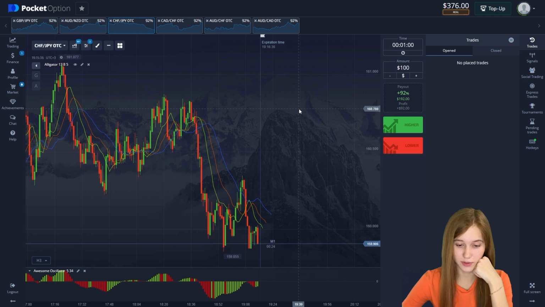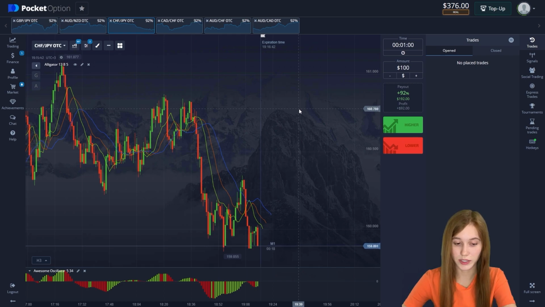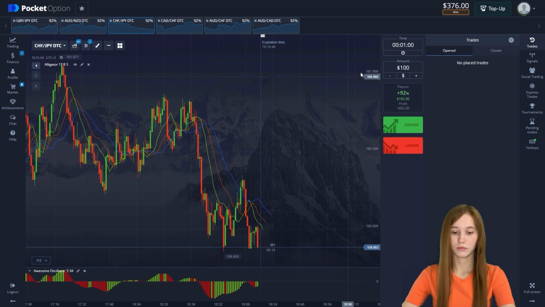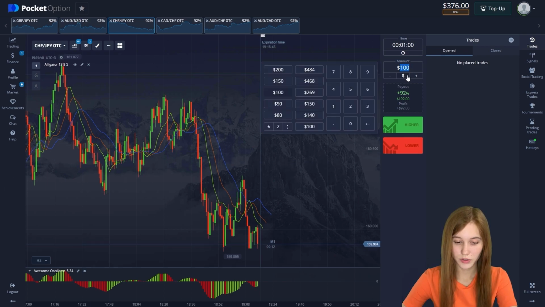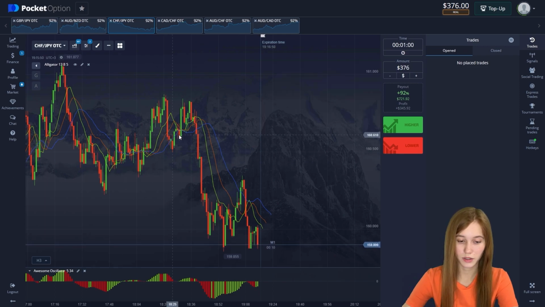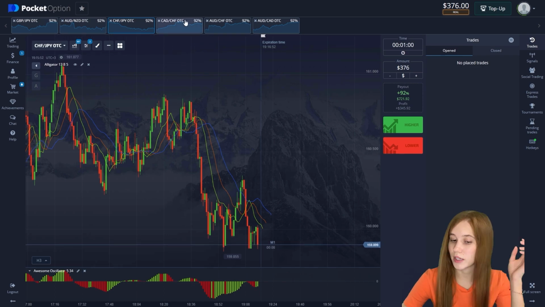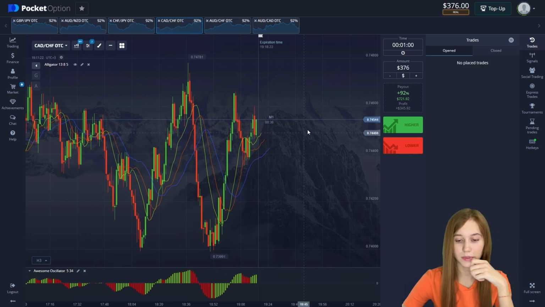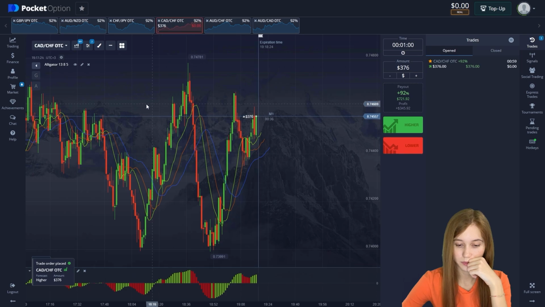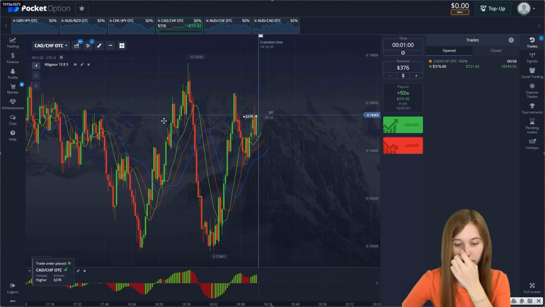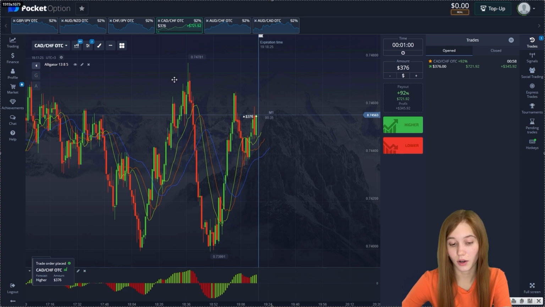We move on to the next concept. Let's increase our deal amount. So here we are. Let's open up and we start our technical analysis. So what we see here? Growth. We see green confident candles.